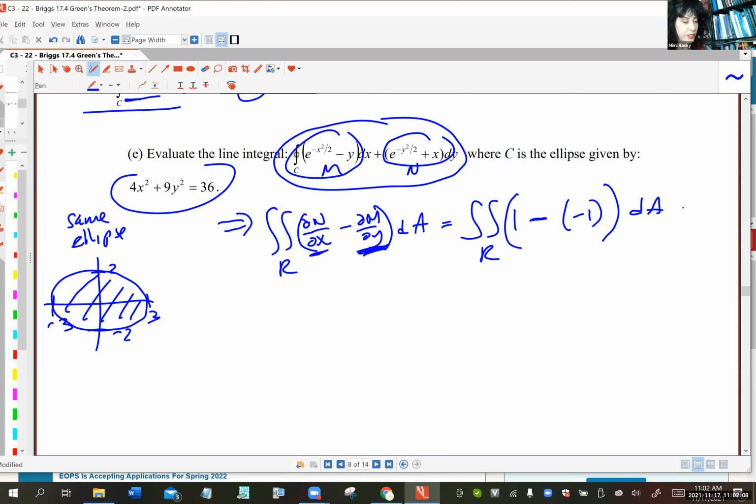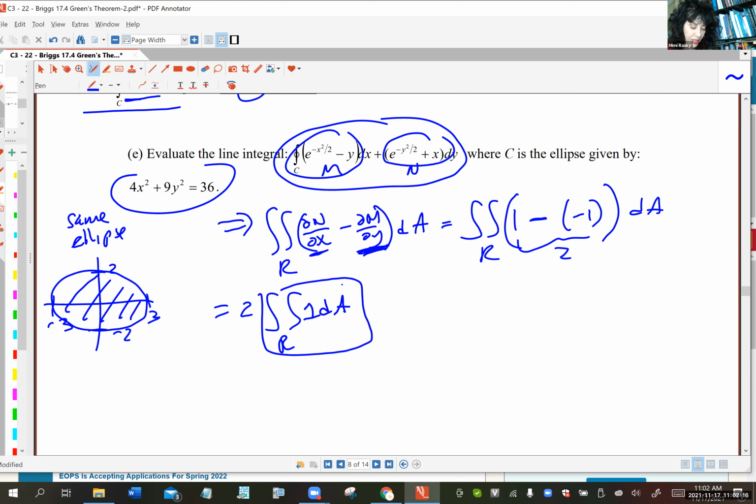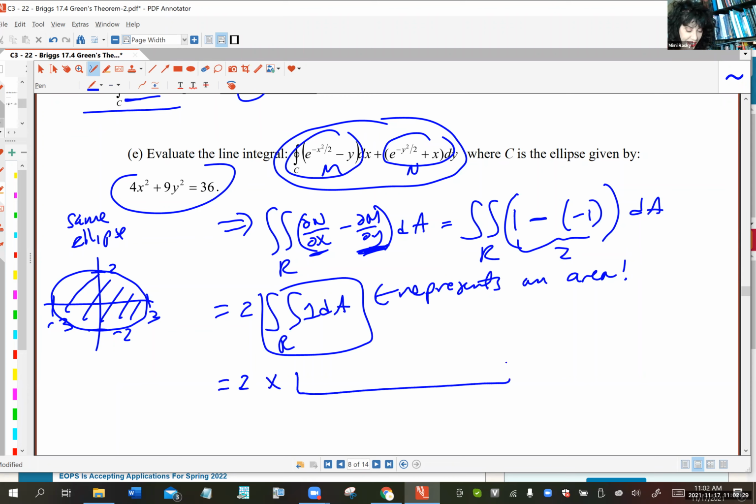And 1 minus a minus 1 is really 1 plus 1. So you're going to get 2. And now you're going to get 2 times the double integral, like so. But this represents an area. Well, how come? Because there's only a 1 inside of the integrand for this double integral. So it's automatically understood to represent an area. Area of what? Well, it's the area of the ellipse.